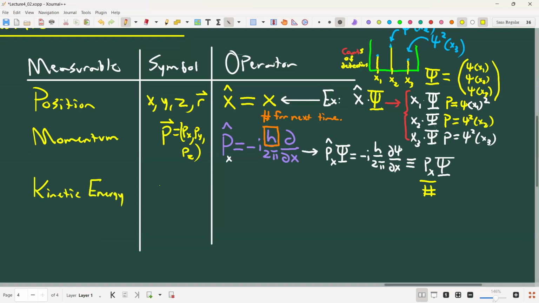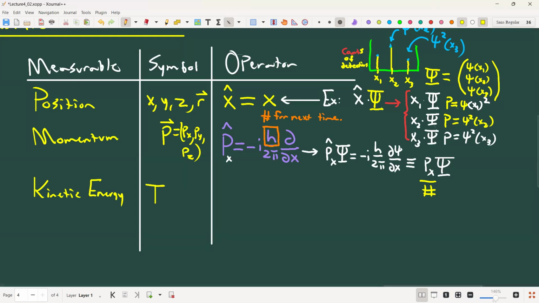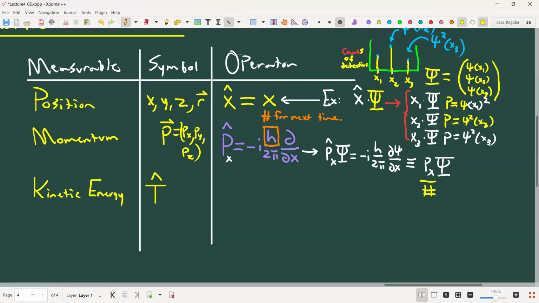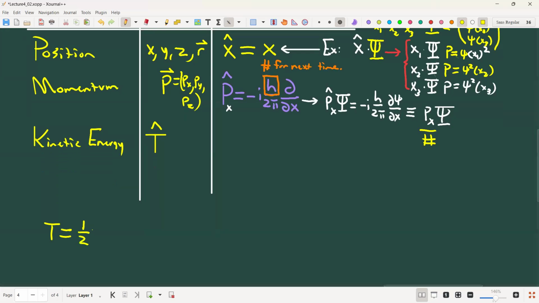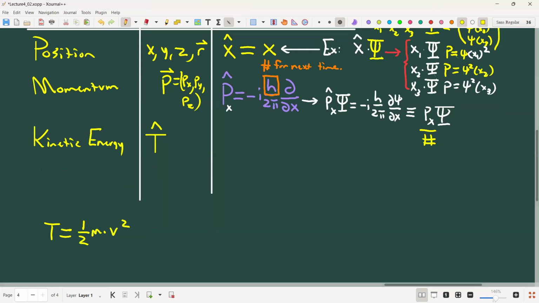The label that I will use for kinetic energy is T. Let me just write down here at the bottom, let's do a little bit of math. Classically, T is 1/2 times the mass times the velocity squared. You guys remember this?